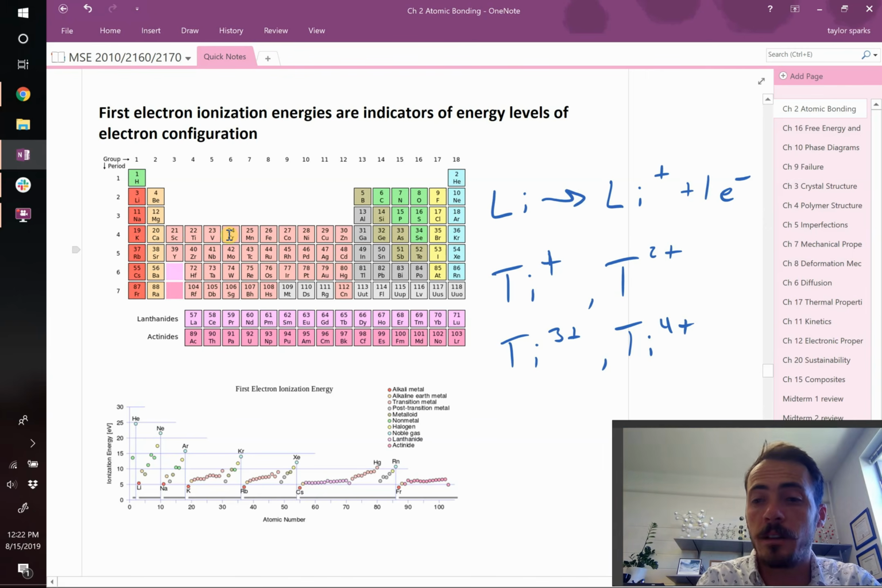Now, when I get back to class on Friday, I'm going to give you all a really nice periodic table which tells you some of the common oxidation states. And that helps you understand which electrons it's willing to get rid of. So we'll talk about that more on Friday when I get back.